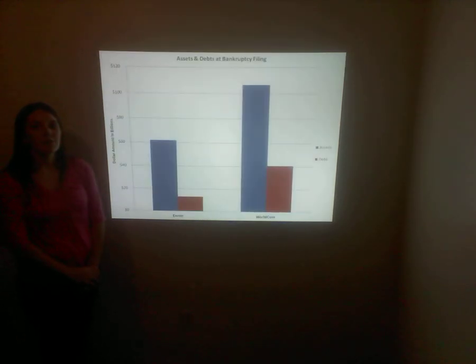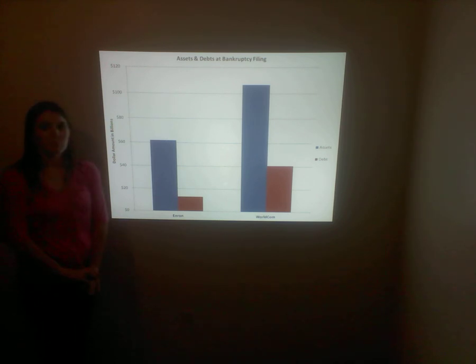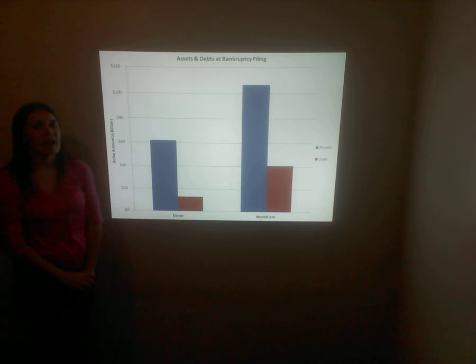This graph is used to show the differences between Enron and WorldCom's assets to debt amounts at the time the company filed bankruptcy. At the time of bankruptcy filing, Enron had $62 million in assets and $13 million in debts. Enron was the largest bankruptcy filing to date until WorldCom came in and filed bankruptcy later. When WorldCom filed bankruptcy, it had $107 million in assets and $41 million in debt.